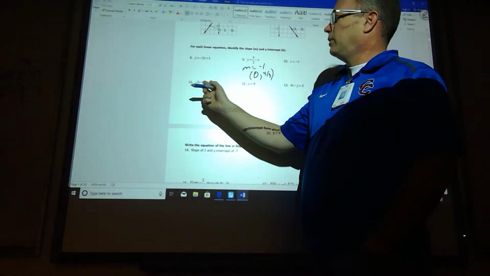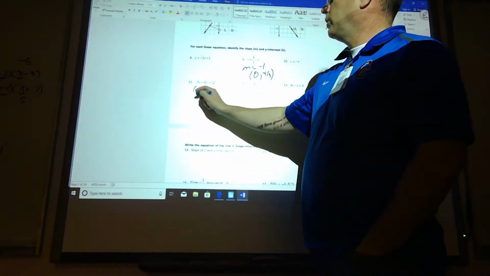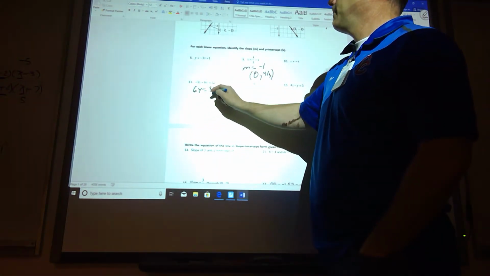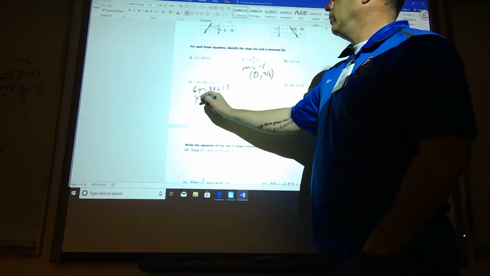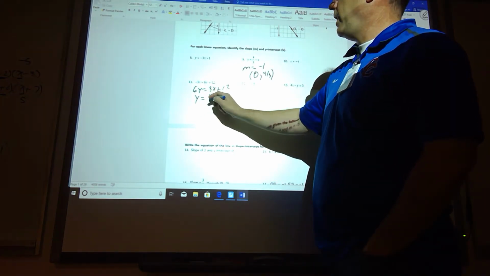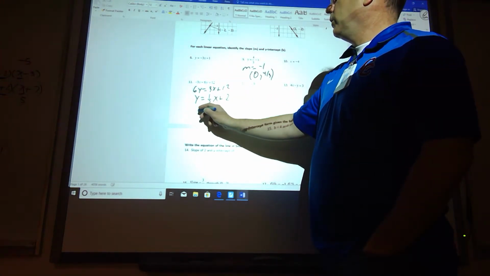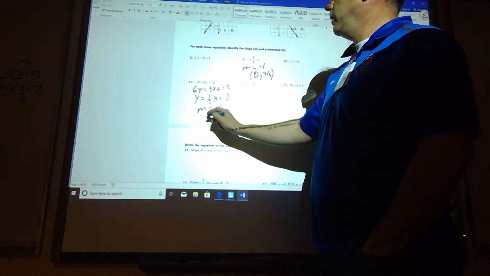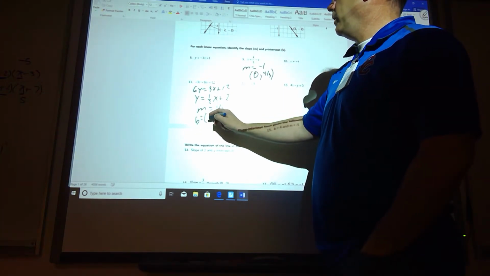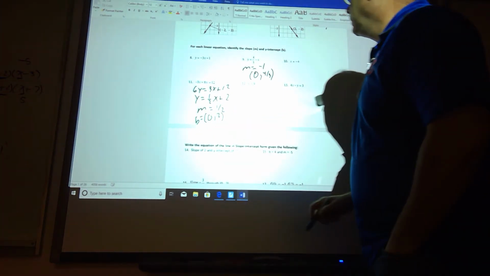This one, we can't see the slope or the y-intercept, so we need to solve it for y. So I'm going to add 3x to both sides. Divide by 6 and reduce. So 3 over 6 is 1/2. 12 over 6 is 2. So my slope is half, and my y-intercept, my b value, is 0, 2.